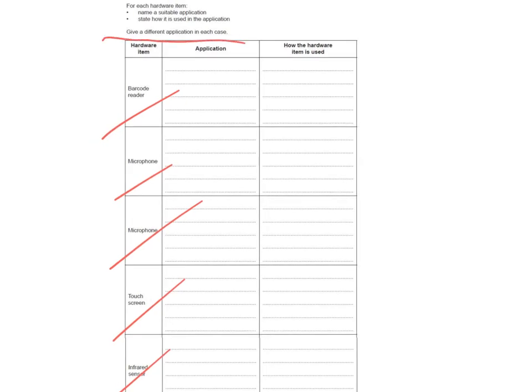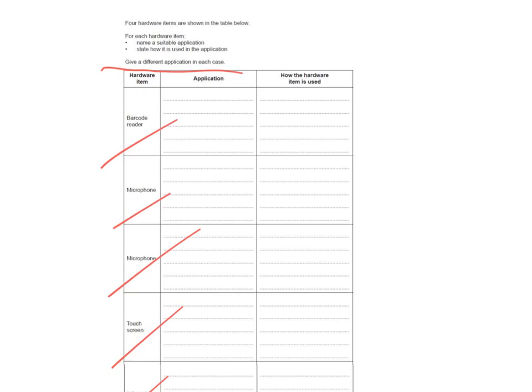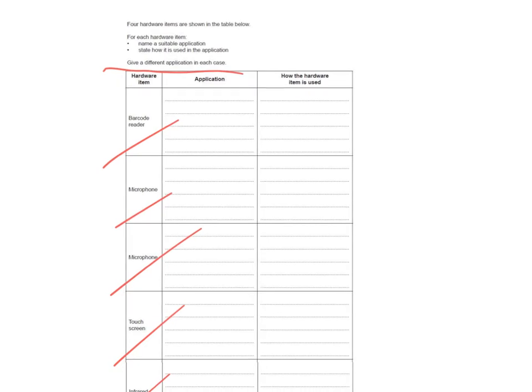Now it just says give a different application, and then how it's used needs a little bit more. So this can be maybe like 2 words, but in here we're looking for a little bit of sentence, maybe 1 or 2 sentences, just to cover your back, to make sure you've described it well enough.